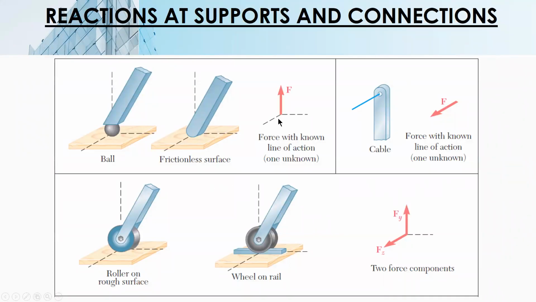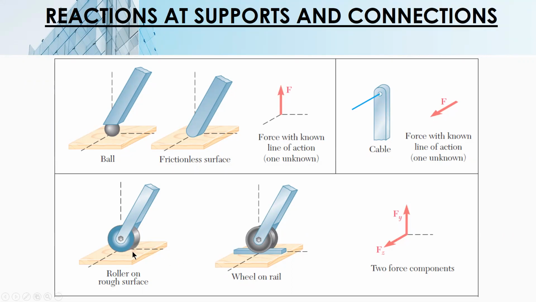Okay. For the supports, these are the reactions at supports and connections. For a ball, notice that it is free to move in the XZ plane, if this is X, Y, and Z. Therefore, there is no reaction along the X-axis, and no reaction along the Z-axis. You only have one reaction along the Y-axis. Same with a frictionless surface. Only one reaction. For a cable, one reaction also. One unknown, with a known line of action.